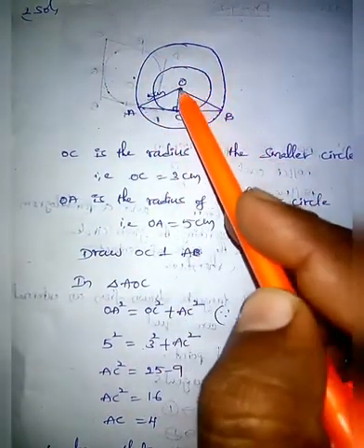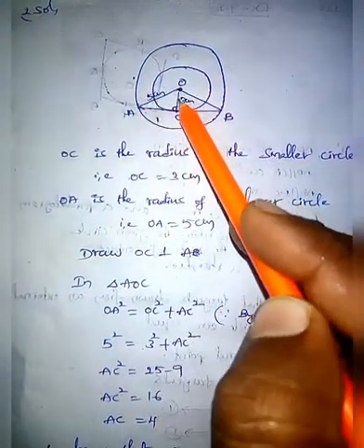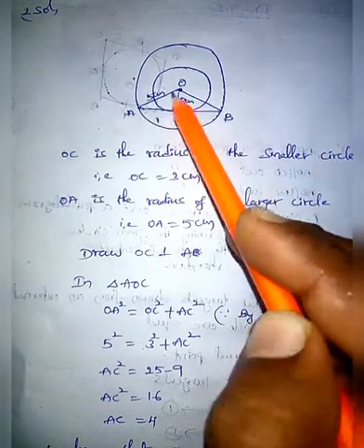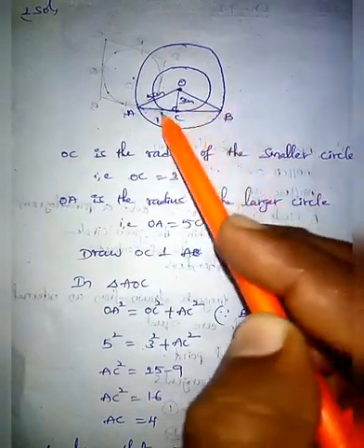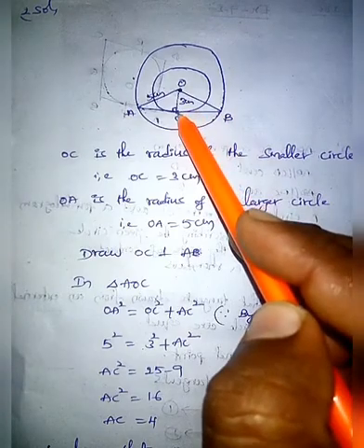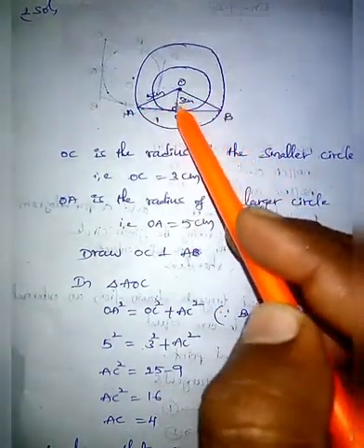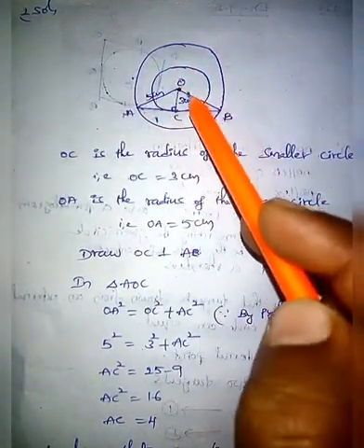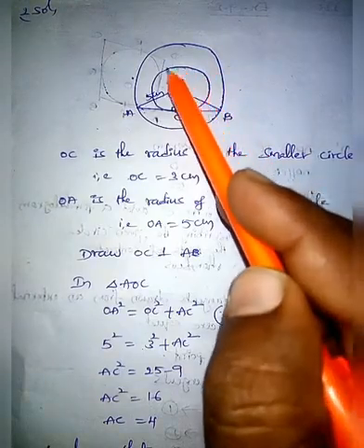Two concentric circles, and OA is the radius of the outer circle, OC is the radius of the smaller circle, and AB is the chord of the larger circle, and it touches the smaller circle at point C. Join OA, OB, OC, which gives the figure which I showed here.